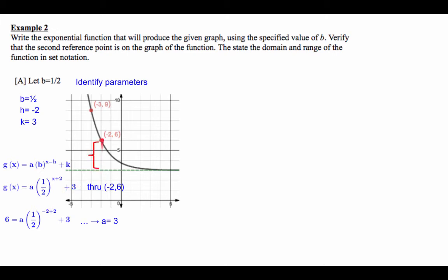Yes, the distance between the first point of reference and the asymptote, that's the a value, by the way. So that is f of h minus k, 6 minus 3 is equal to 3. Okay, now that we know a, b, h, and k, we could state the answer. So g of x equals 3 times 1/2 raised to the power of x plus 2, plus 3.